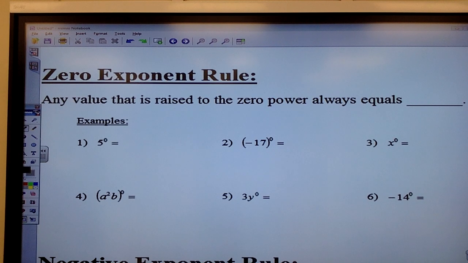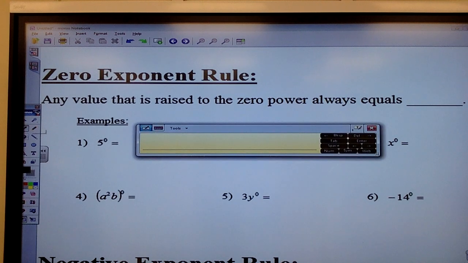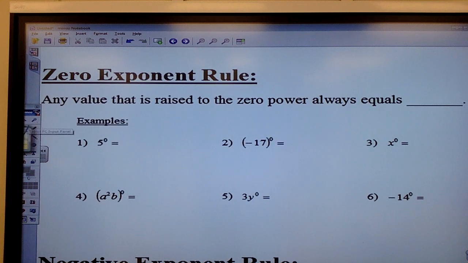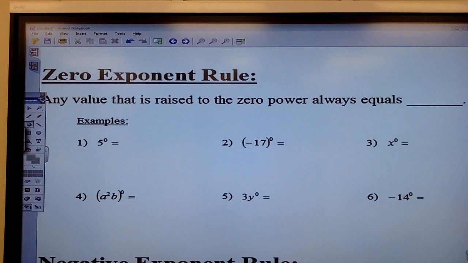So the first thing we'll talk about is the zero exponent rule. Any value that is raised to the zero power always equals what? You're right. Always equals 1. Any value raised to the zero power always equals 1. So we should be able to fly through the answers for 1, 2, and 3. All of them are 1.